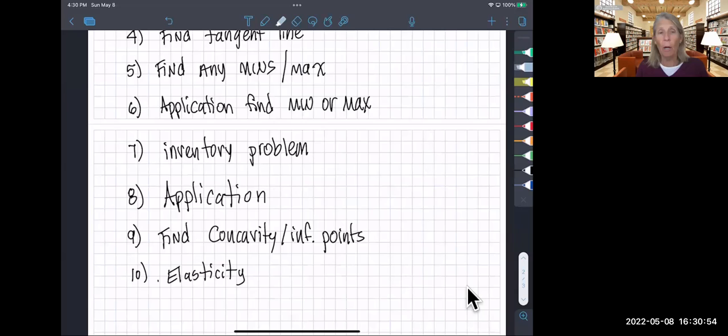An inventory problem. Okay, there was one on the discussion board. Another application, I'm just going to say a general application. I'll ask you to find concavity or inflection points on a function. Remember, concavity and inflection points are when you use the second derivative, right? Maxes and mins, you have to find critical points with the first derivative. And then you can use the second derivative if you want to prove max or mins. And then an elasticity problem.